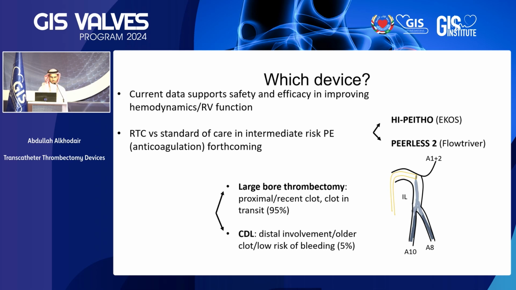So basically, we're waiting for 2 large studies that are going to inform our decisions on which device we use. So HI-PEITHO and PEERLESS studies comparing ECOS and flow retriever. But for the time being, it really depends on the clot and where it is. So if you have a proximal clot, recent clot, or a clot in transit, then probably a large bore device would be the way to go. If the clot is distal and it's a little bit more chronic, then things like the ECOS catheter would be the way to go. Again, this is just an opinion, not validated.